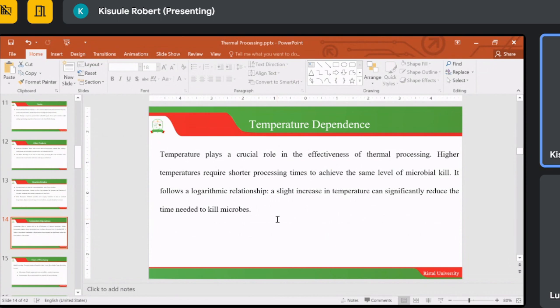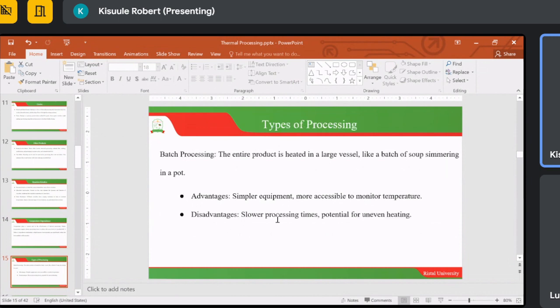This follows a logarithmic relationship. A slight increase in temperature can significantly reduce the time it needs to kill these microbes, and vice versa. If you reduce the amount of heat, this will significantly increase the time required to kill those particular microbes. I hope we are getting each other.